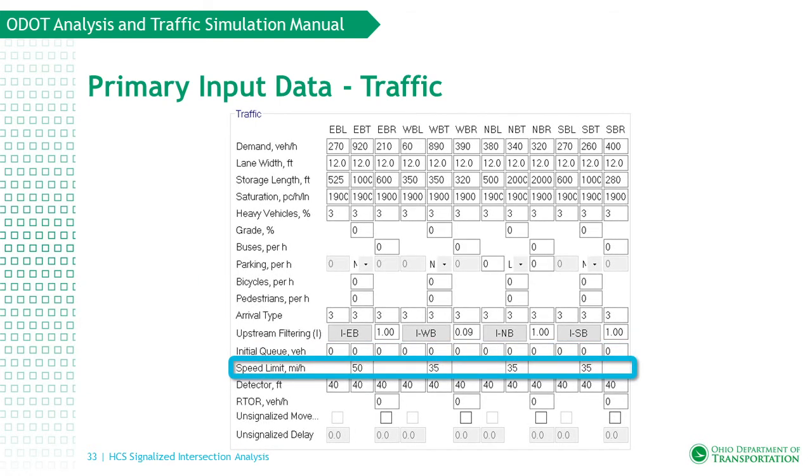The speed limit is set per approach based on field conditions. In the quick inputs, the speed limit was globally entered as 35 miles per hour.